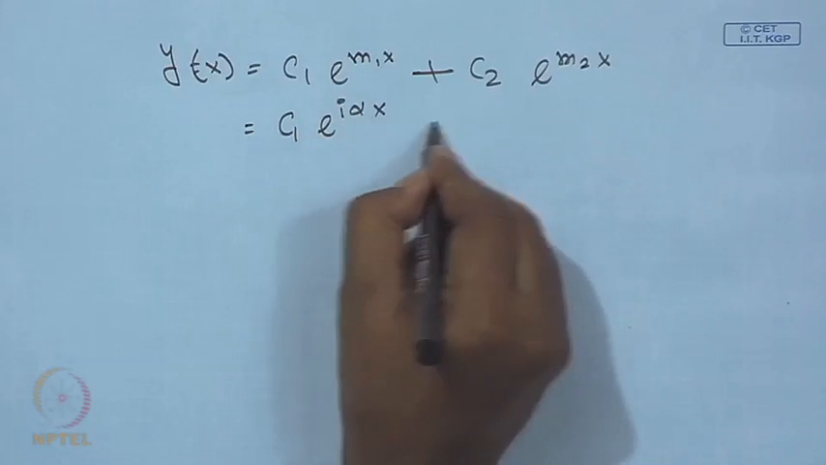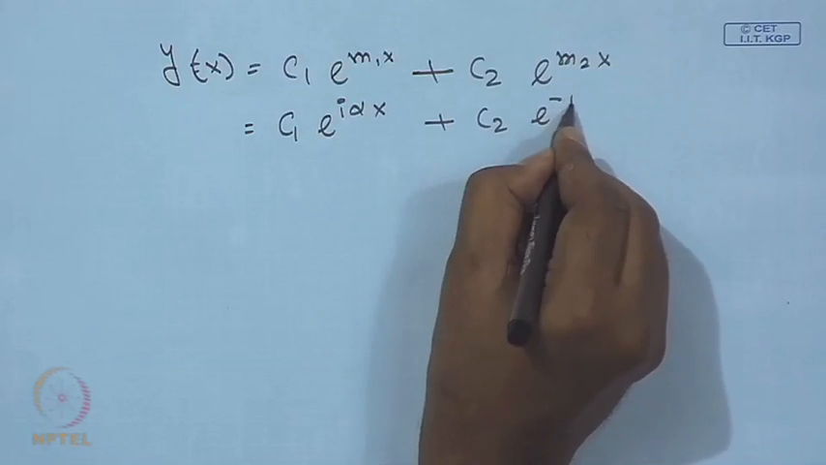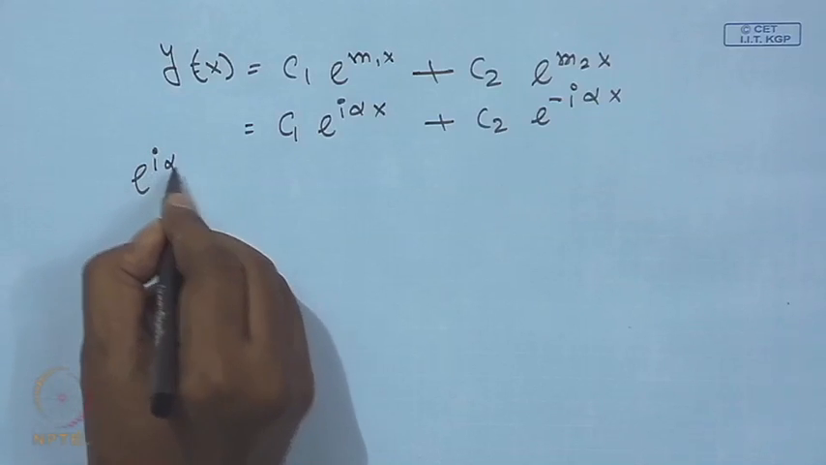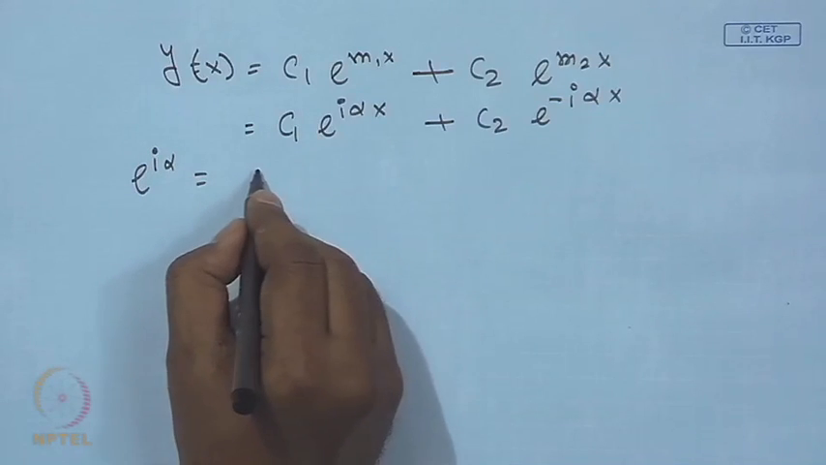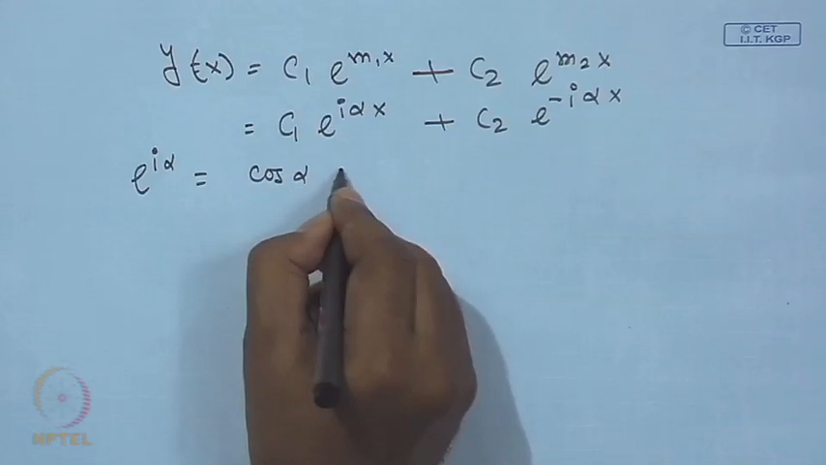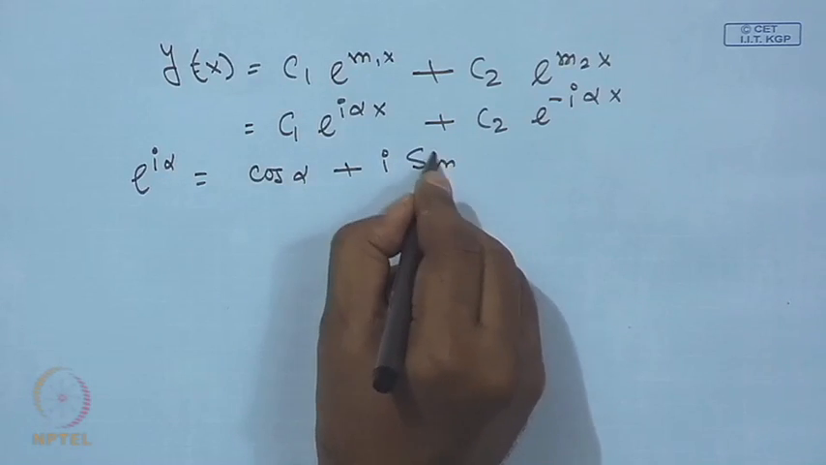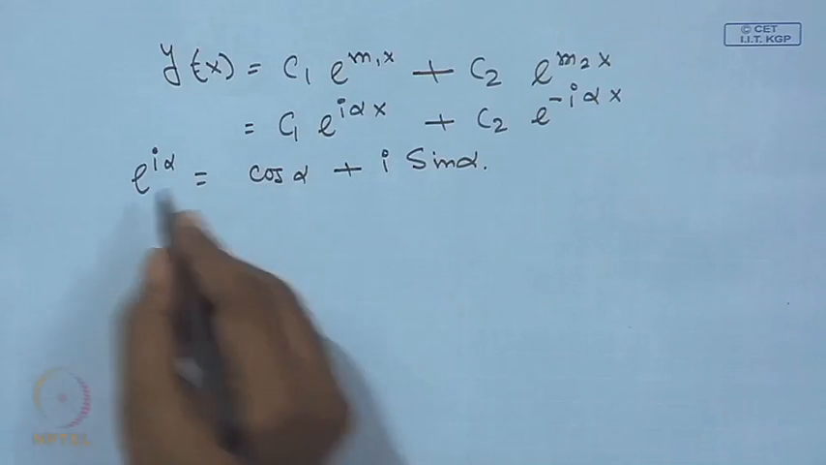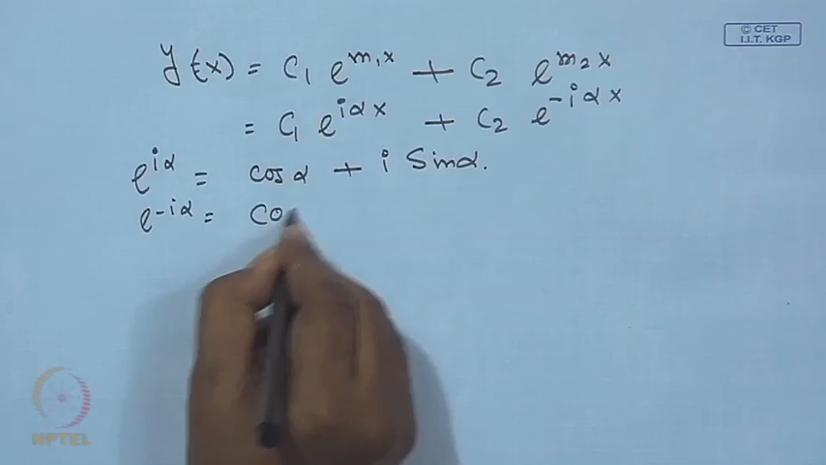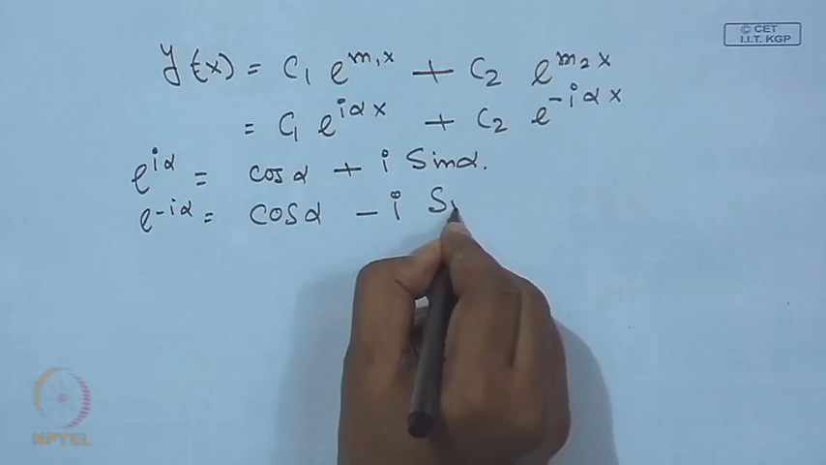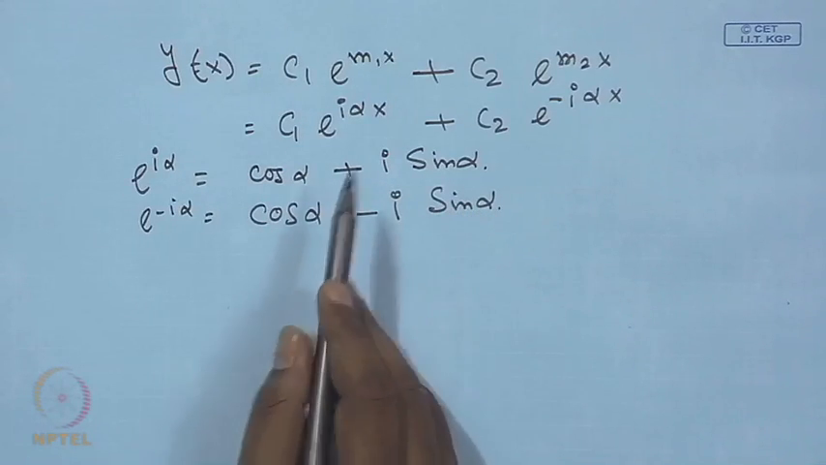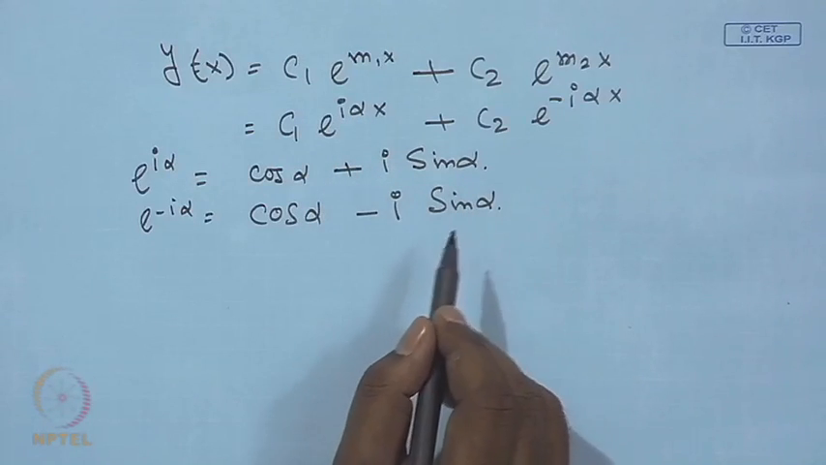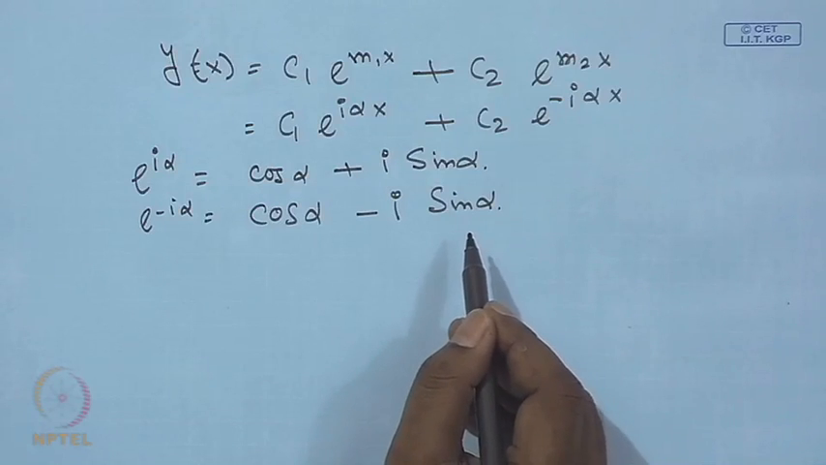i alpha x plus c 2 e to the power minus i alpha x, and if you know the Euler's equation, e to the power i alpha is nothing but cosine alpha plus i sin alpha. Now, e to the power minus i alpha is nothing but cosine alpha minus i sin alpha. If you open up these two quantities and write them in this equation, finally, you will get the solution in the form of periodic functions.